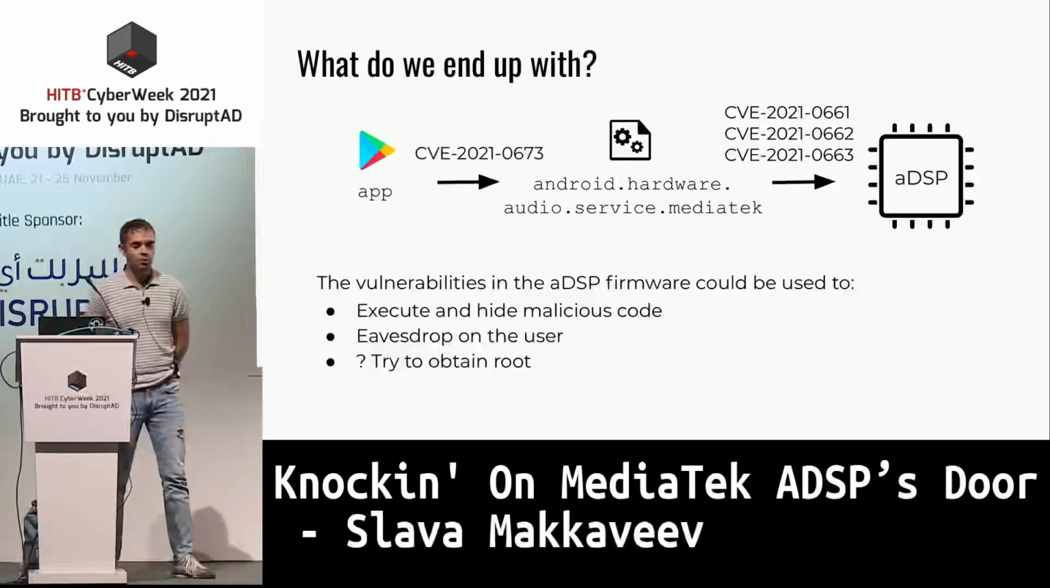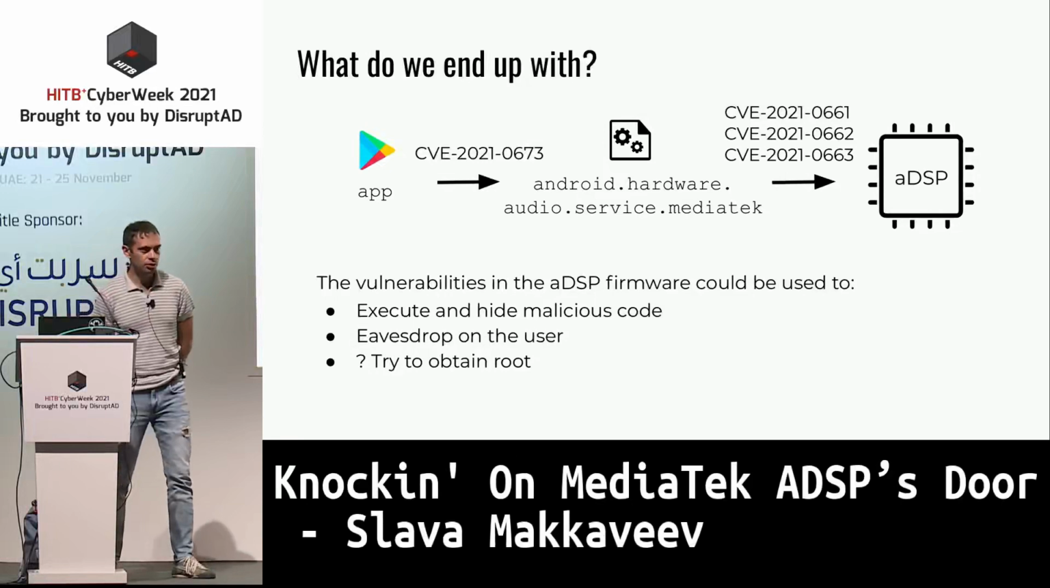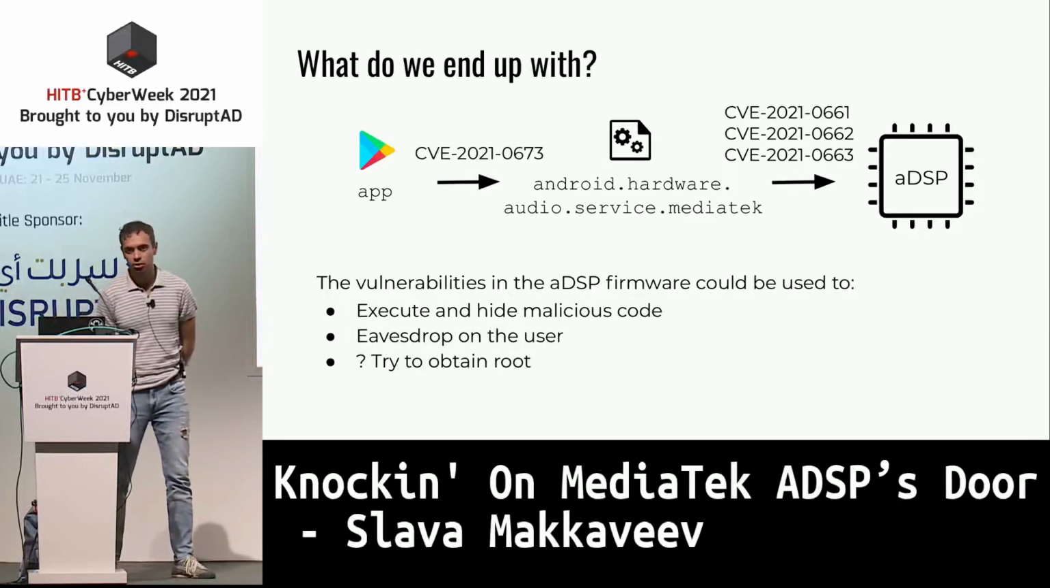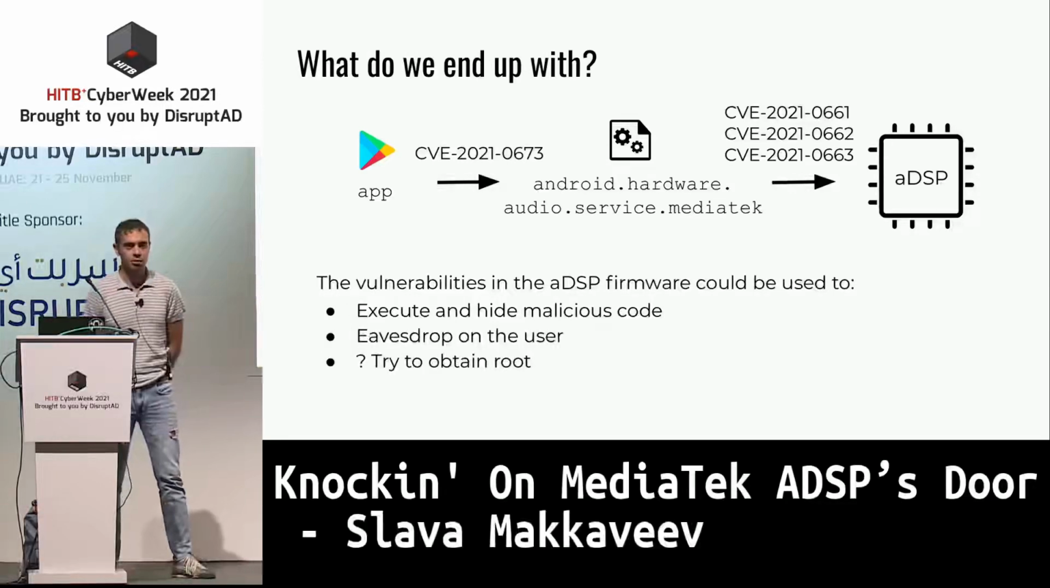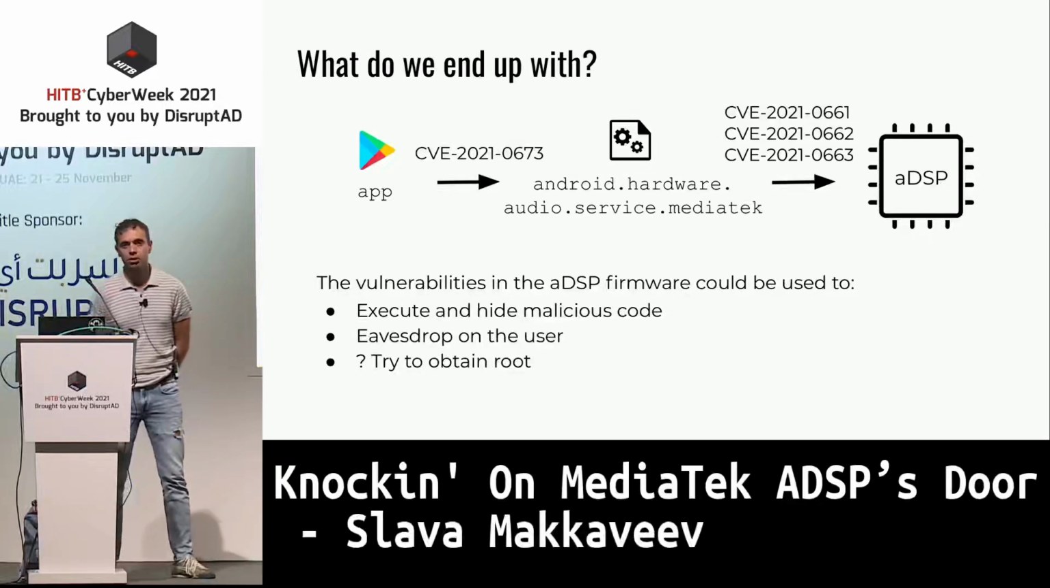So, what do we have? To summarize, we have looked at the MediaTek audio DSP as an attack target, and we showed that an unprivileged Android application can attack the MediaTek HAL, and thus be able to send messages to the audio DSP, and a crafted audio DSP message could be used to execute and hide malicious code in the audio DSP firmware.